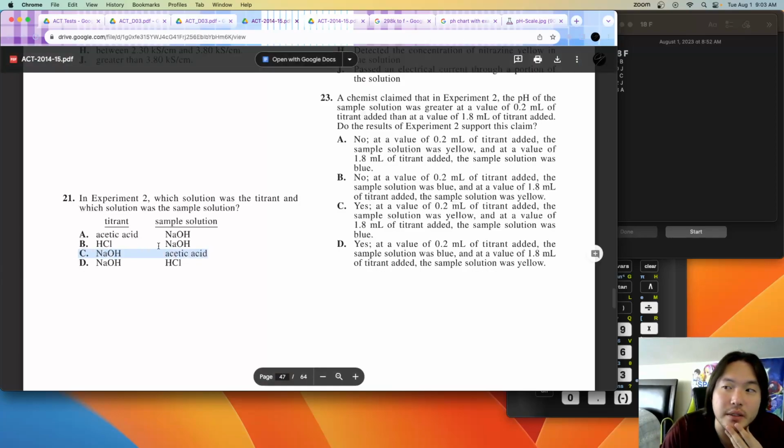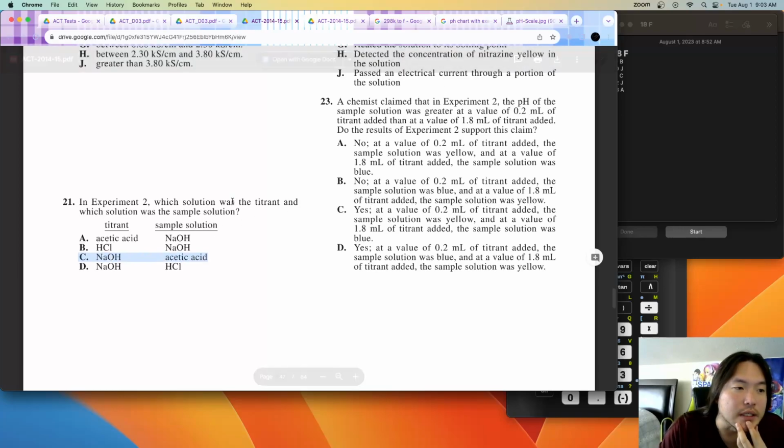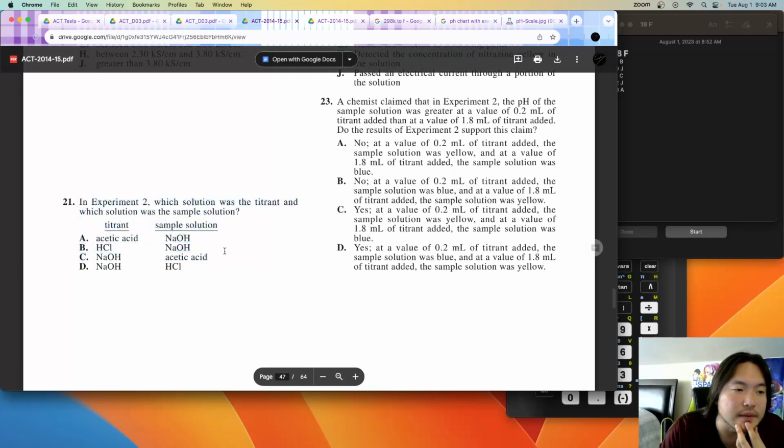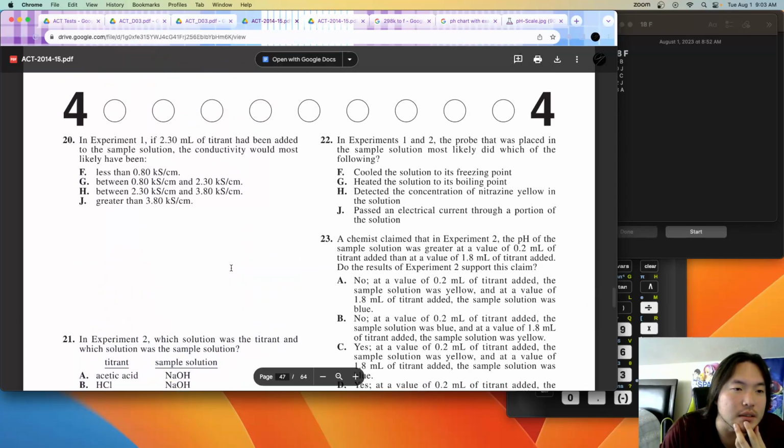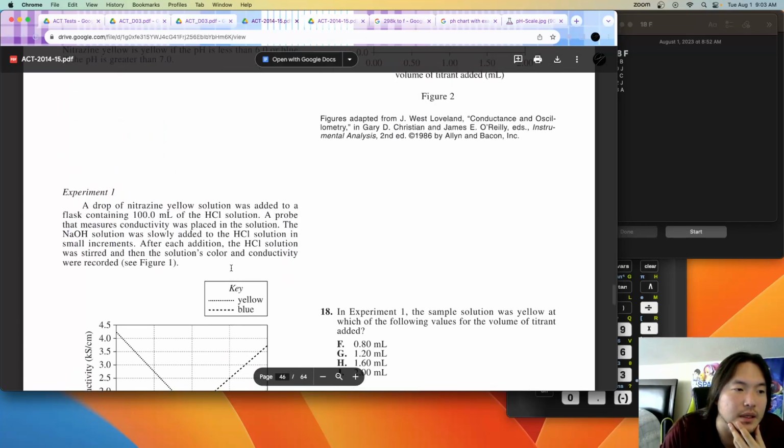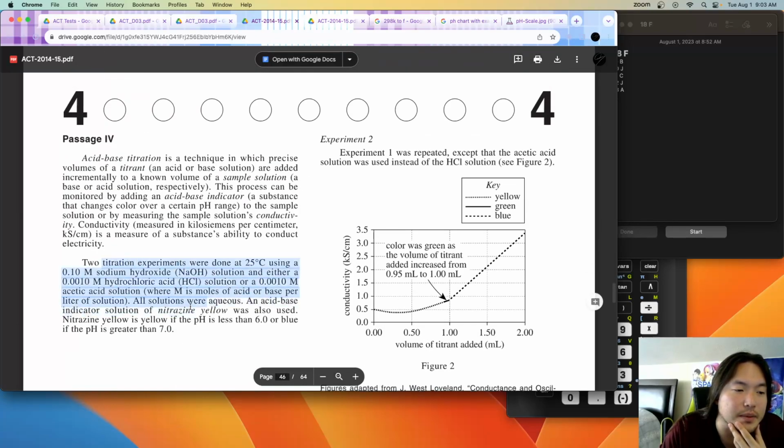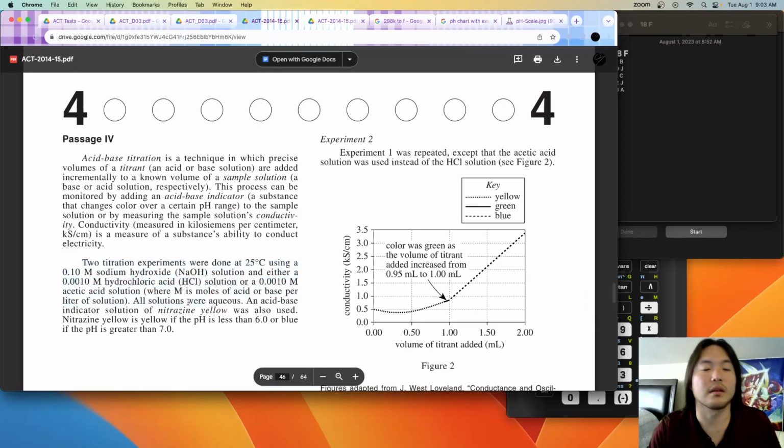Regardless, I was able to get the answer correct. Tough one, tough one. This one's almost a little tough. This is very un-ACT. Usually they just tell you straight up which one's which, but here they're a little vague about it. Unfortunate.